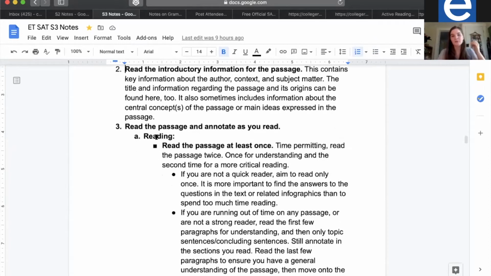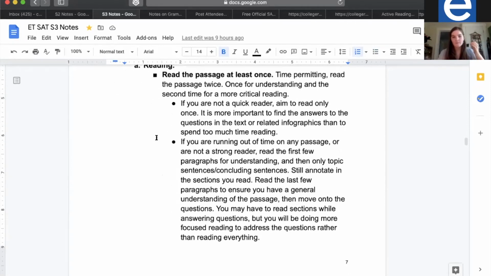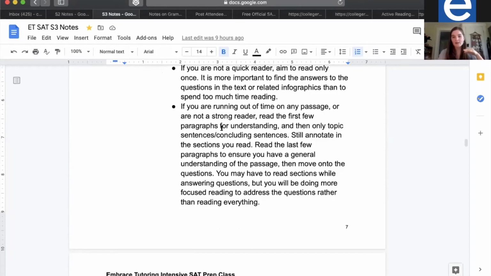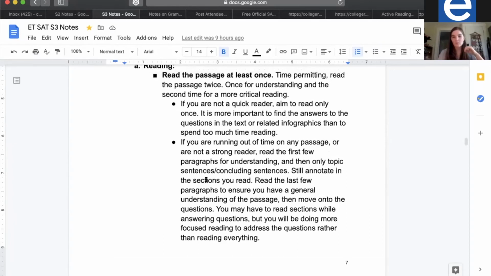You also have to read the passage, which is what we're going over now, and annotate as you read. Everyone should be doing this. It doesn't matter if you're being extremely detailed, like you don't need to do what you would do for a close reading, but you need to be able to do underlining, circling, which we're going to get to. Okay, so you're reading the passage at least once. That's what everyone has to do. Okay, what I added at the bottom here, that we've been going over, is some information about strategies if you're not a quick reader, and what to do if you're running out of time.